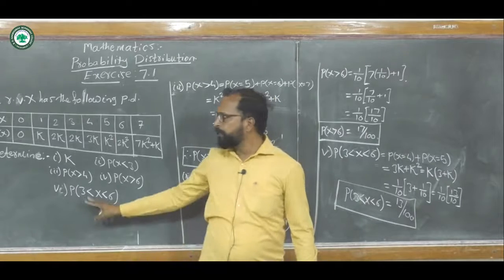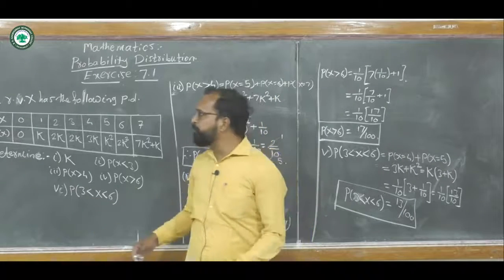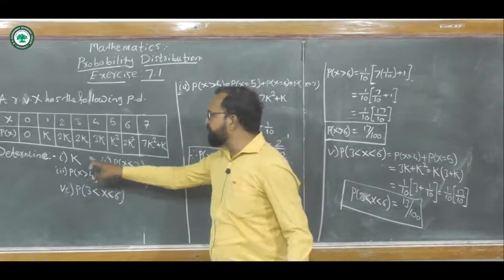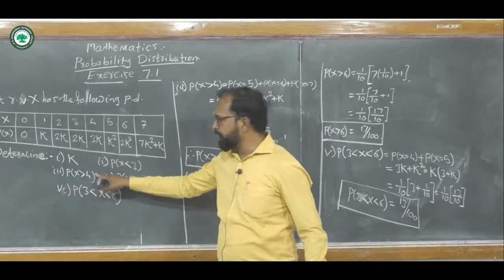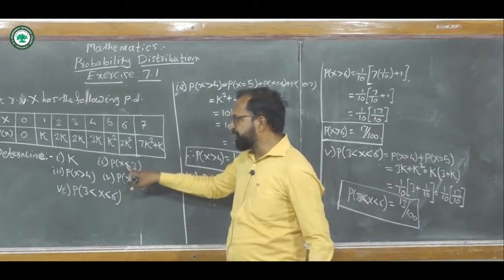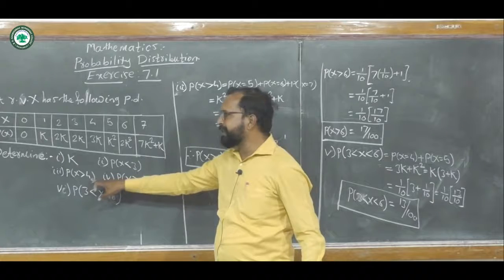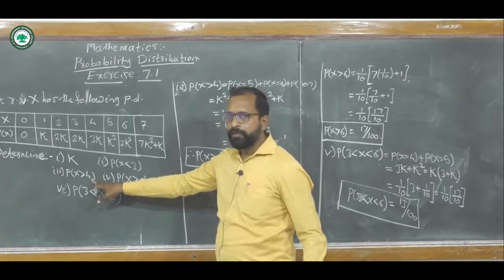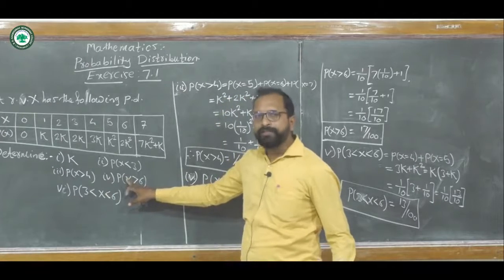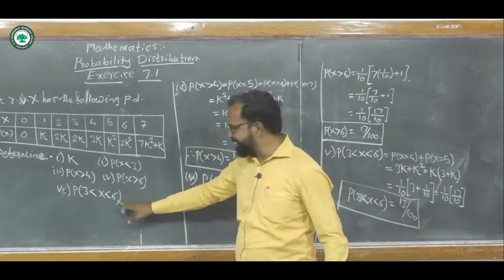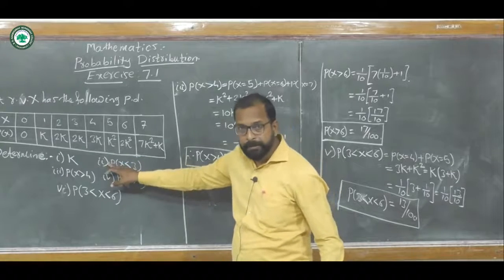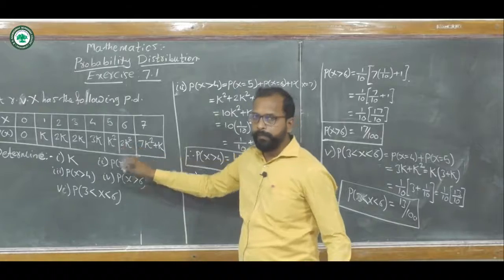So we solved this problem. In exercise 7.1, question number 1 contains only the first 3 sub questions: find the value of k, find the probability that x is less than 3, and find the probability that x is greater than 4. And we added these 2 sub questions to consider all the cases for finding the value of k, that is the unknown, and different probabilities.